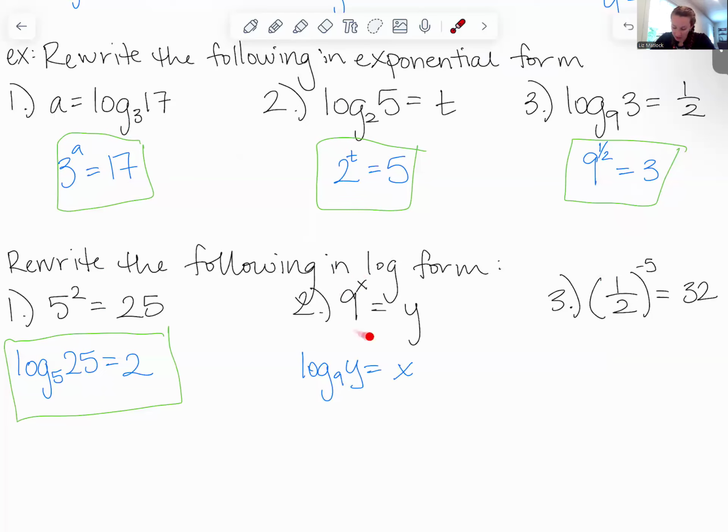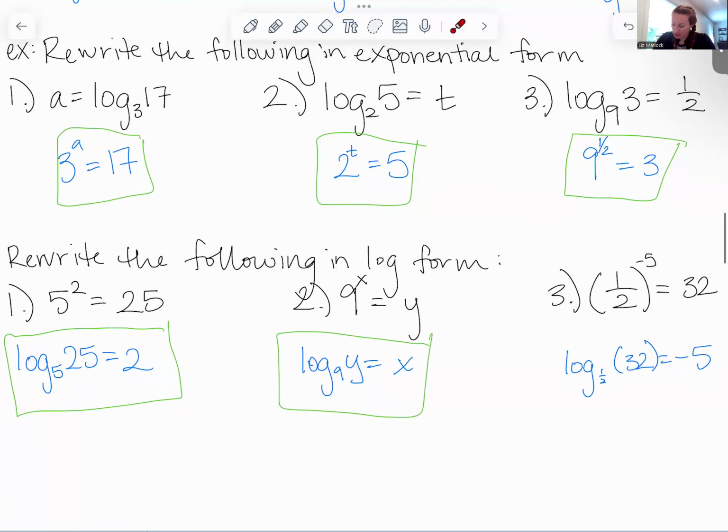Similarly, over here, we've got 9 to the x is equal to y. We switch that to log form by taking log base 9 of y is equal to x. And then the last one here, the log base 1/2, and you can't have fractional bases for your logs, of 32 is equal to -5. That's equivalent to that exponential form up there. So that's the intro to logarithmic functions, and we'll work more with them as we go through these sections.